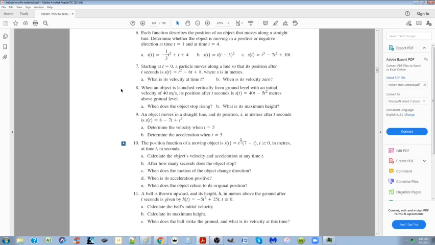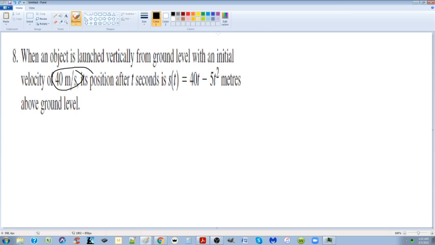I guess I missed all the questions on this one. When does it stop rising? What is the maximum height? Okay, that just means when is its derivative 0? Rearrange it always.